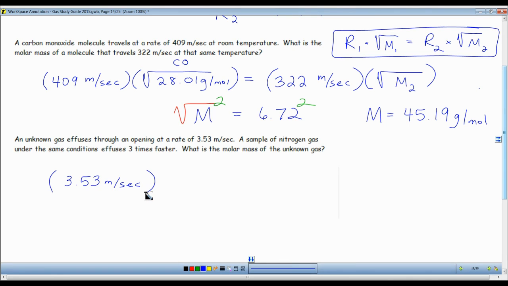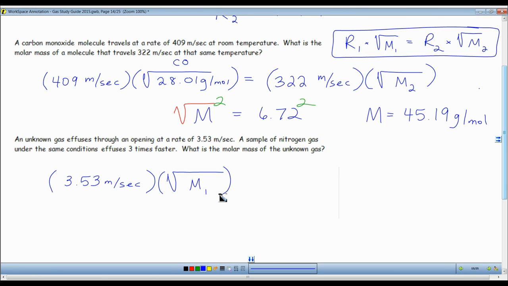But I don't know its molar mass. What is the molar mass of the unknown gas? Okay, so we'll say square root of M1 is my variable. And it really wouldn't matter if you made this M2. It could be gas 2. It doesn't matter.